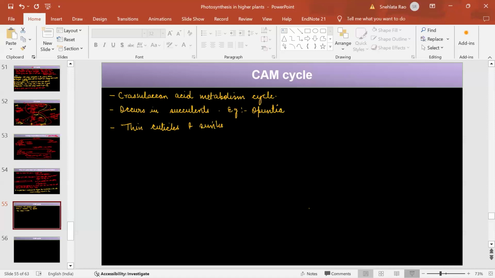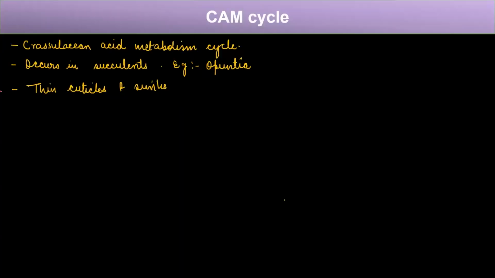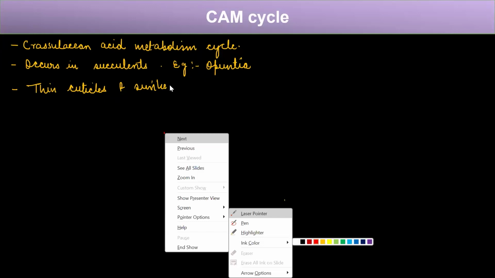So this CAM cycle takes place in succulents, for example Opuntia, and these succulents have thin cuticles and sunken stomata.